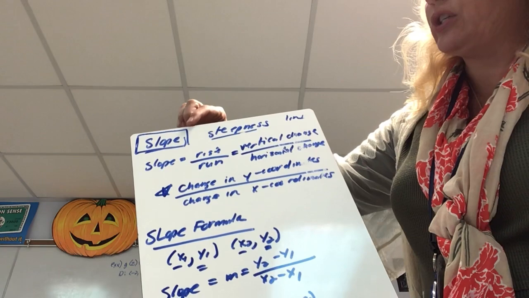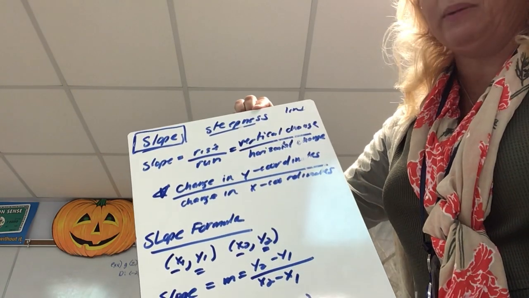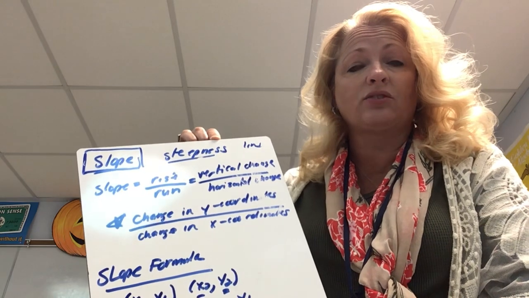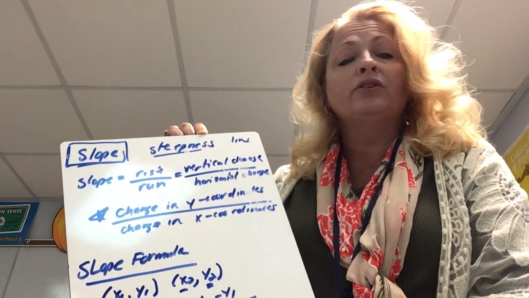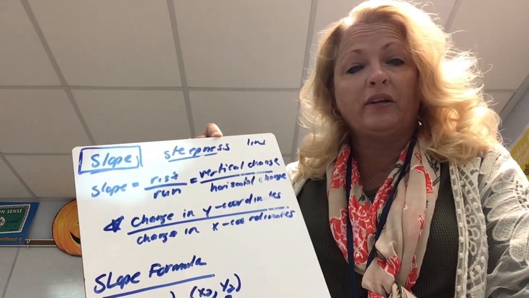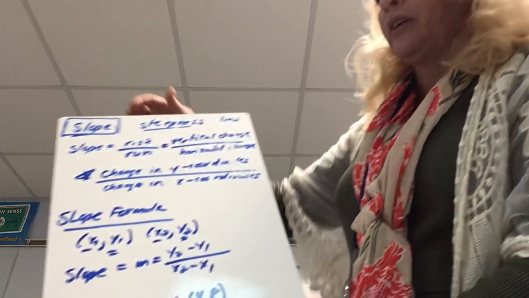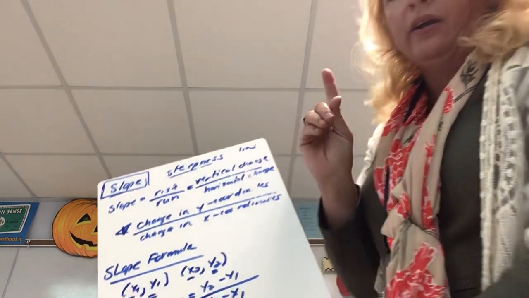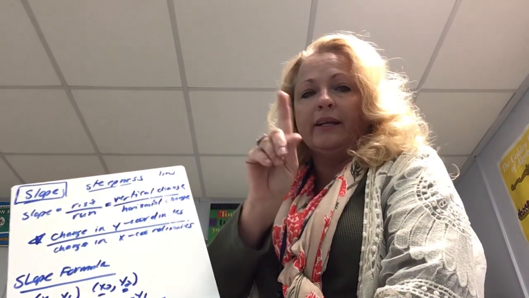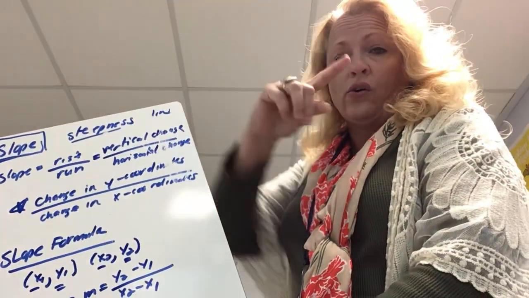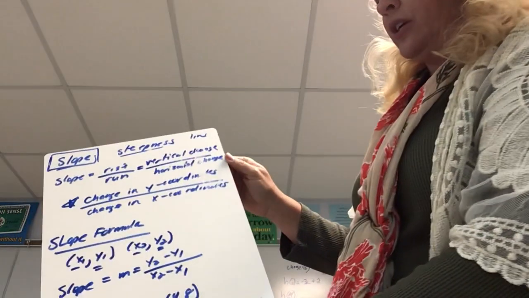So remember, slope describes the steepness of a line. It's like a number that's being assigned to describe how steep a line is. So the bigger the number, the steeper the line will be. The smaller the number, the flatter the line will be. So slope is defined as rise over run. Rise are our y coordinates, run are our x coordinates. It's also defined as the vertical change over the horizontal change.